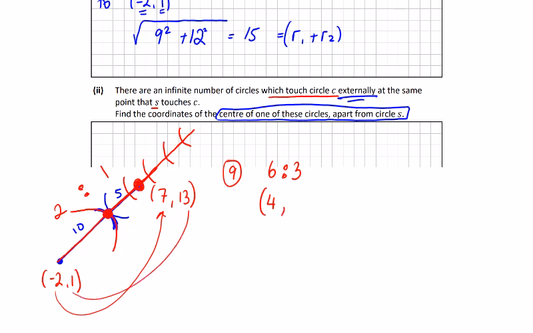And then y is jumping from 1 to 13, which is 12, in a ratio of 2 to 1, 8 to 4. So 1 jumps up 8 to 9, and then another 4 will get me to 13, which is correct. So this is the point of contact.